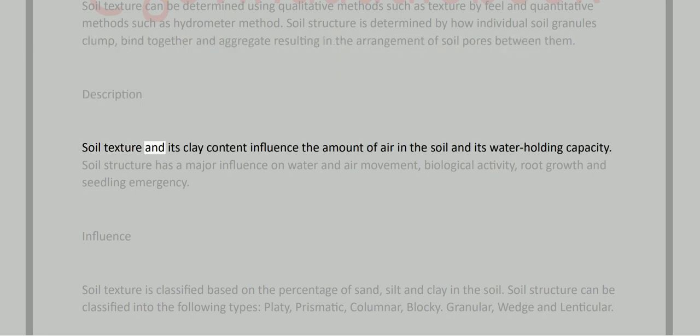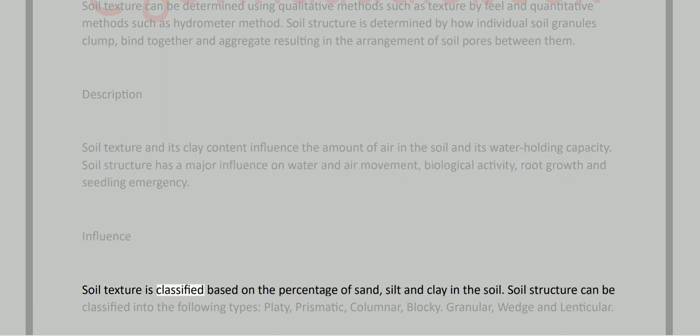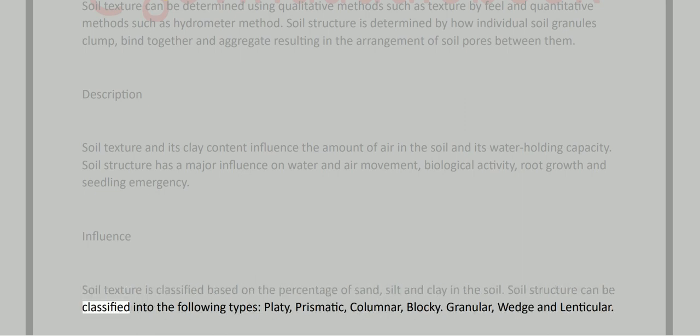Description. Soil texture and its clay content influence the amount of air in the soil and its water holding capacity. Soil structure has a major influence on water and air movement, biological activity, root growth and seedling emergence. Influence. Soil texture is classified based on the percentage of sand, silt and clay in the soil. Soil structure can be classified into the following types: platy, prismatic, columnar, blocky, granular, wedge and lenticular. Classification.